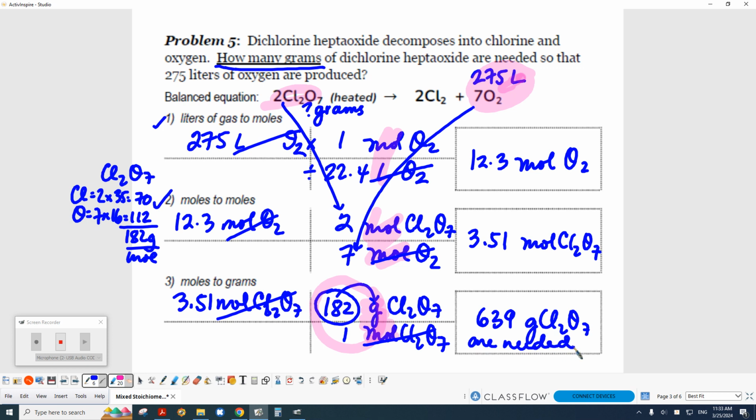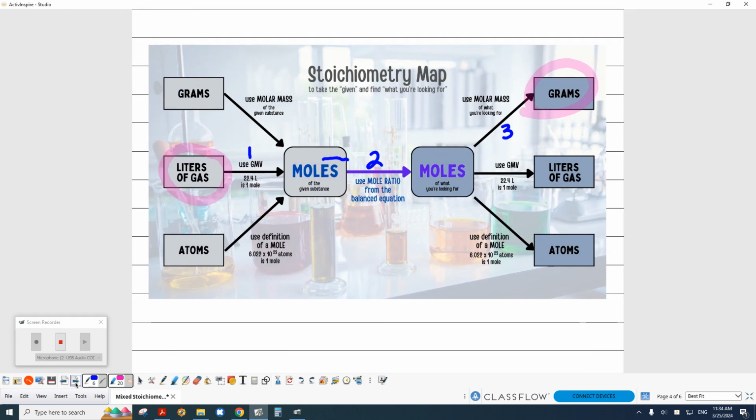And that's the answer to number 5. And those are the steps. Again, if you're given liters, convert those to moles. Moles to moles of what you're looking for using the mole ratio. And finally, moles of what you're looking for to grams of what you're looking for.